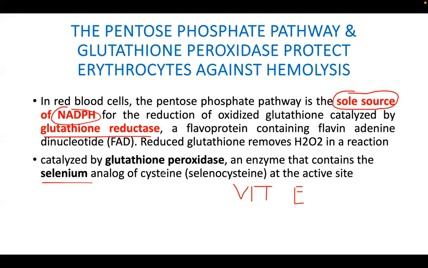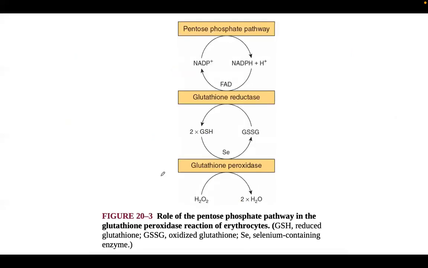Okay, vitamin E. Now, in this figure from the mother textbook, it shows you the pentose phosphate pathway is the sole source of NADPH in the RBC. This is required by the enzyme glutathione reductase, because the reduced form is the one. The reduced glutathione is what protects the RBC from oxidative stress.